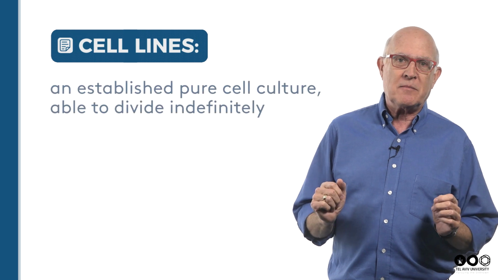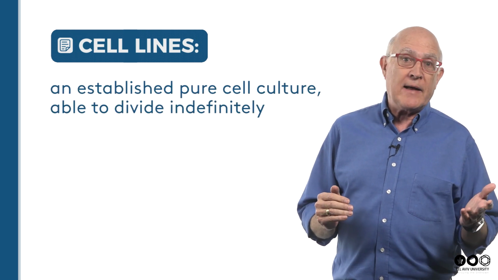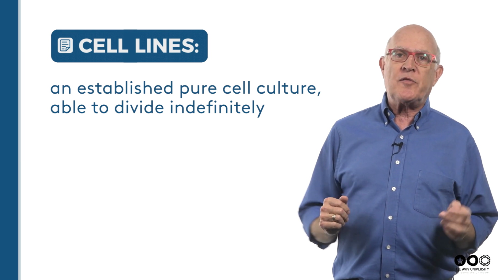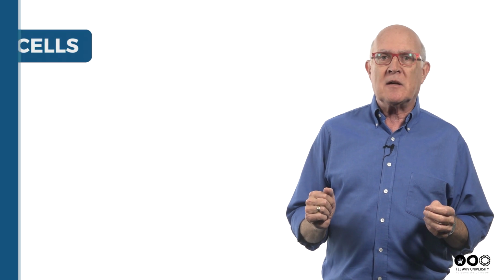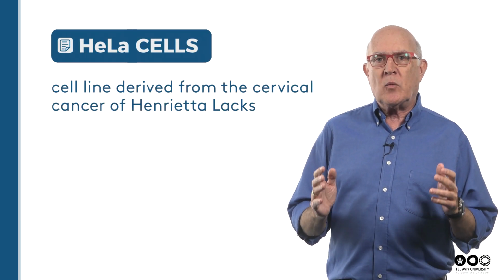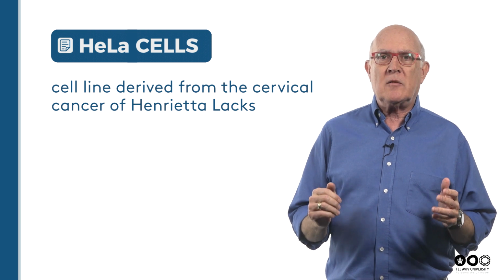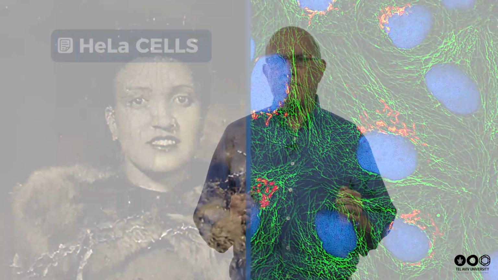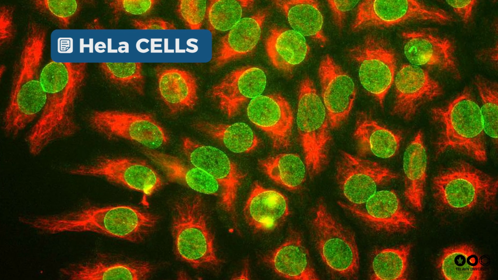Most commonly used are cells that have been adapted to these special growth conditions for many years and are by now well-established cell lines. Cell lines can be derived from plants, insects, mice, monkeys, and even humans. Certainly the most famous immortal cell line is HeLa cells. These are cells that were derived from the cervical cancer taken from Henrietta Lacks just before she died way back in 1951. HeLa cells were subsequently cloned in 1955 and have since been grown continuously in scientific laboratories all around the world.